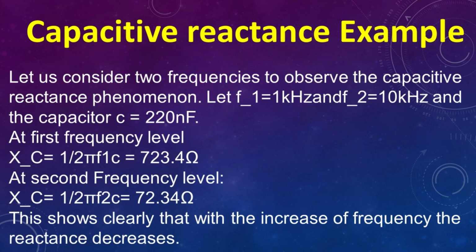Capacitive reactance example. Let us consider two frequencies to observe the capacitive reactance phenomenon. Let f_1 equals 1 kHz and f_2 equals 10 kHz and the capacitor C equals 220 nF. At first frequency level, X_C equals 1/(2 pi f_1 C) equals 723.4. At second frequency level, X_C equals 1/(2 pi f_2 C) equals 72.34. This shows clearly that with the increase of frequency the reactance decreases.